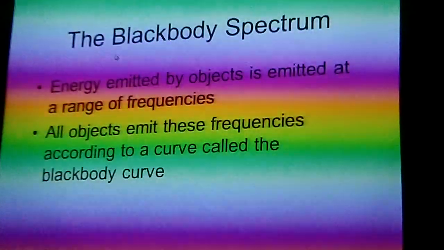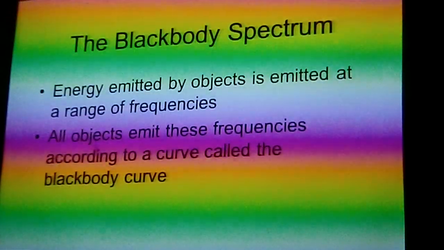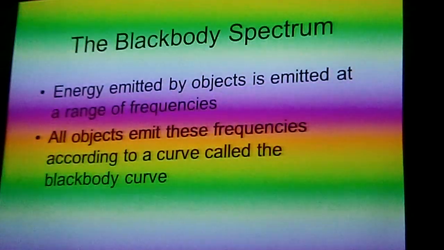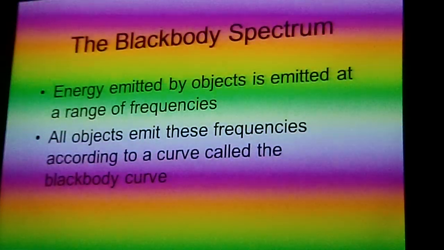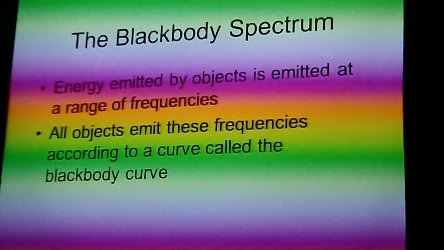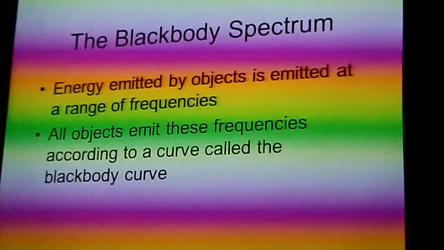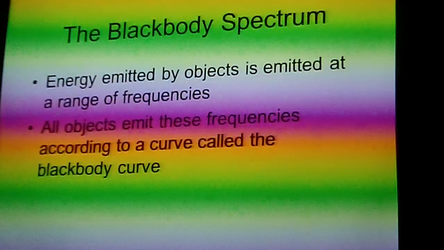Okay, so have you ever heard of a black body spectrum? Probably not. A black body is a fictional thing that's black colored. Imagine a black spherical ball, like a baseball, except it's totally black. We would say that's a black body.